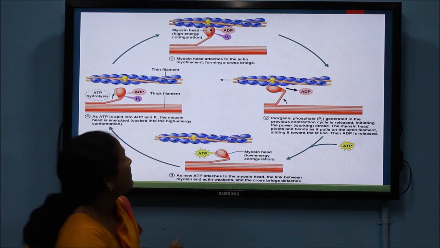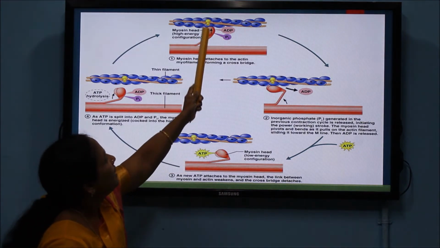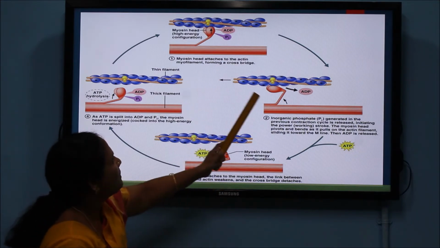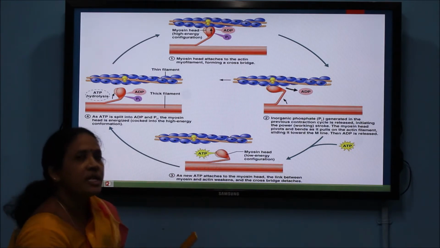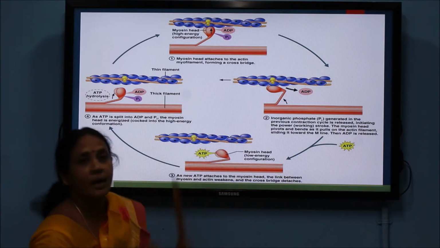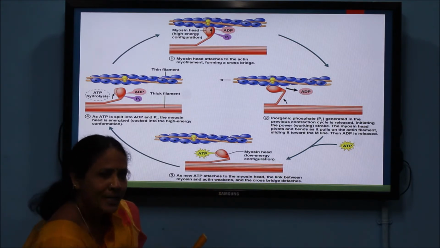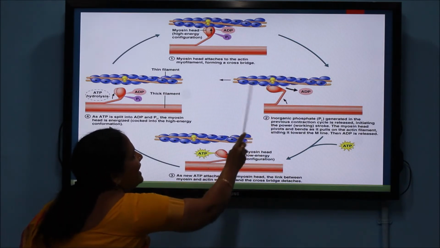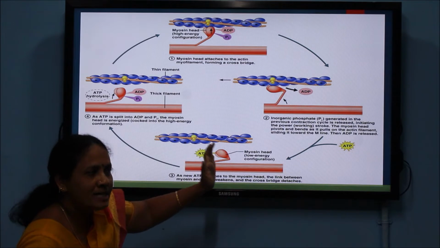So we can see here, the head of the myosin goes and joins with the active site of the actin, so that cross bridges are formed. That connection is said to be cross bridges. When these cross bridges are formed, what happens? The myosin pulls the actin, so the actin filament size reduces. When it pulls, it comes like this, in a U shape, so that this length is reduced. In this way, the contraction of the muscle takes place.